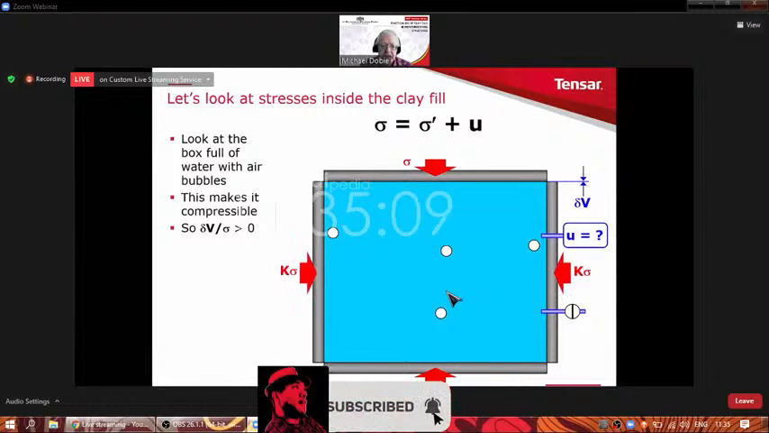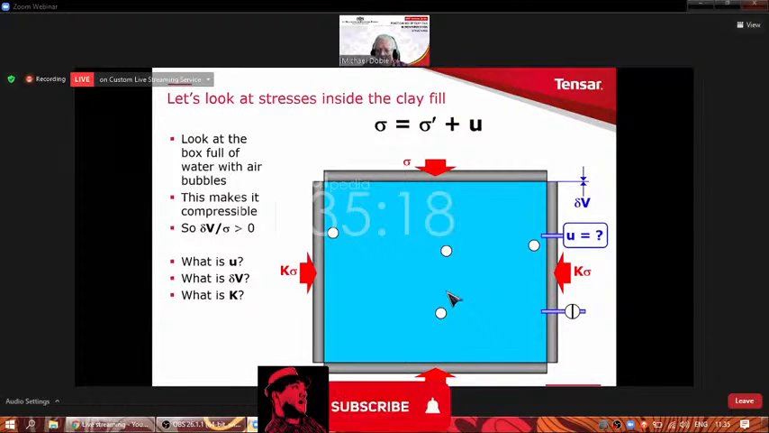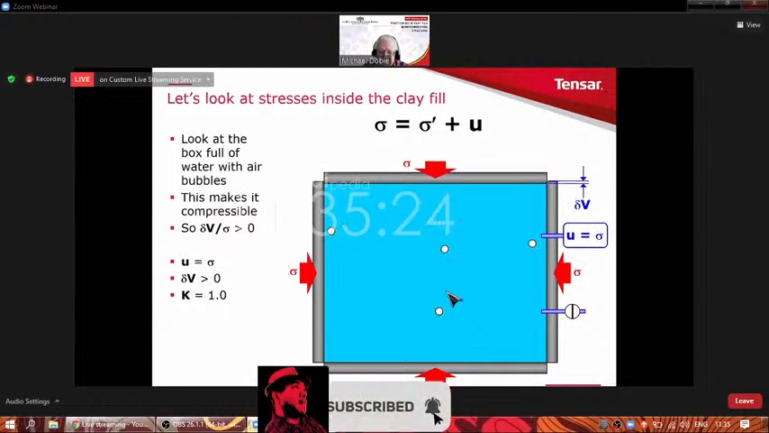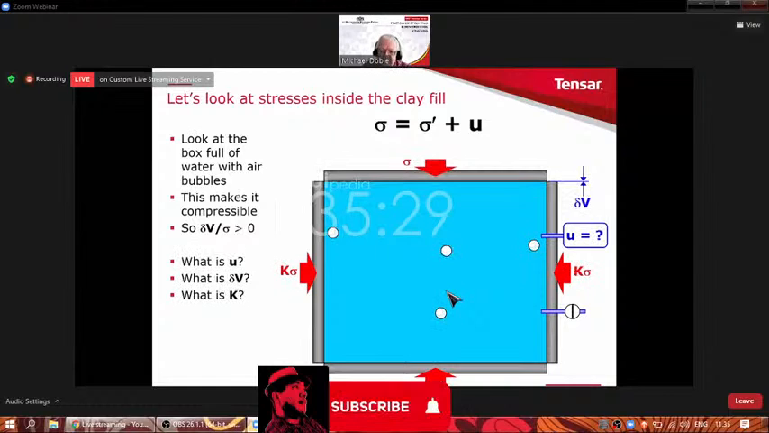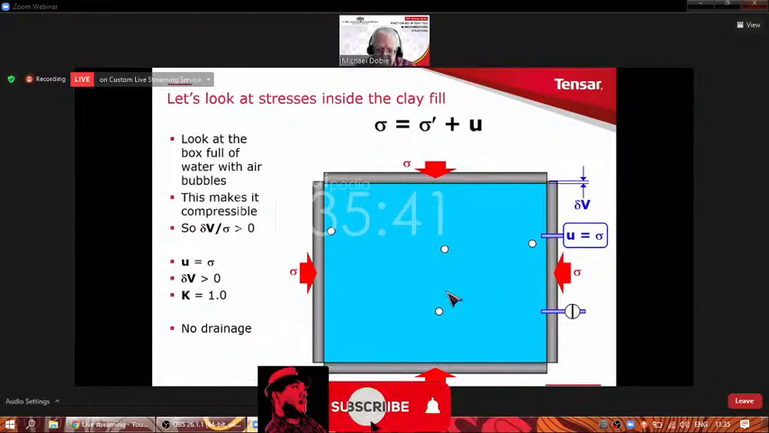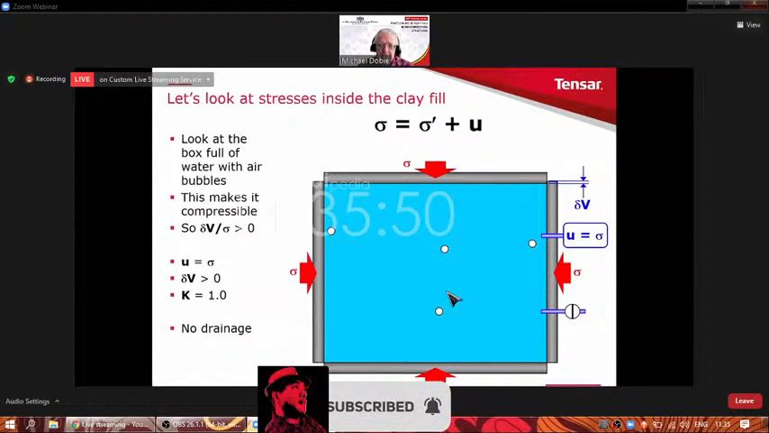So I'm going to apply a stress. I'm going to have to hold the box at the sides to prevent it from splitting open again. And the question again is, when I do this, what is U, what's delta V, and what is K in this particular case? And the answers are going to be like this: U will again be equal to sigma, but delta V is greater than 0 now because the system is compressible, and K will again be equal to 1. And just to remind you, in this case, we're still looking at the situation of no drainage. So what this means is that we now have a pore fluid which is compressible.